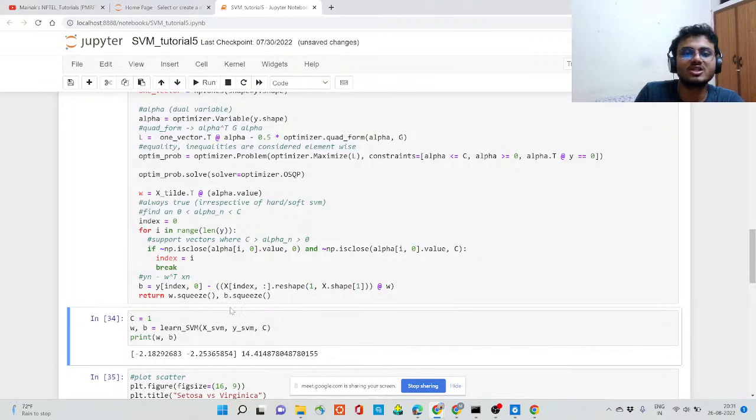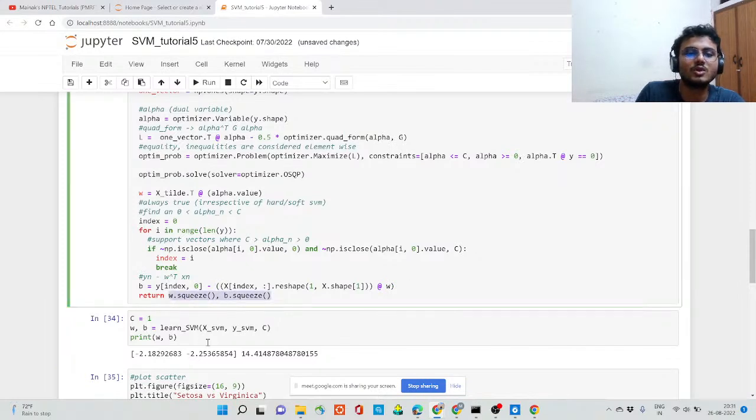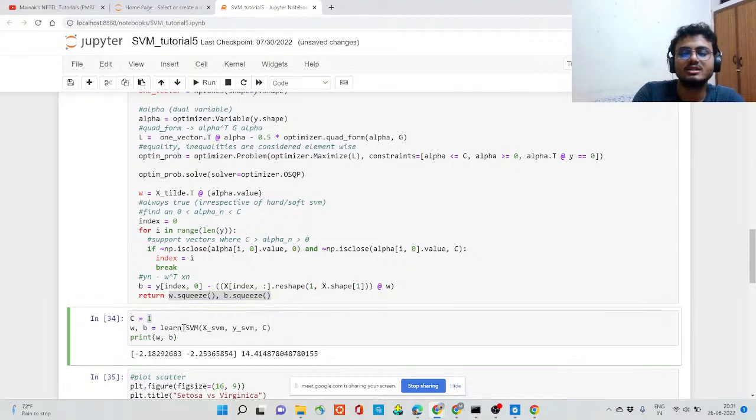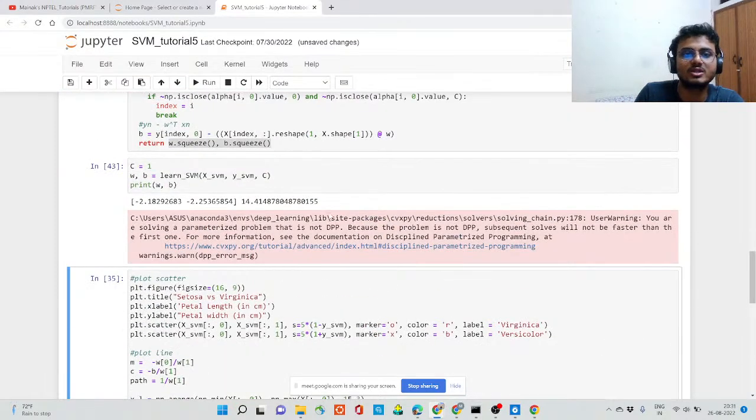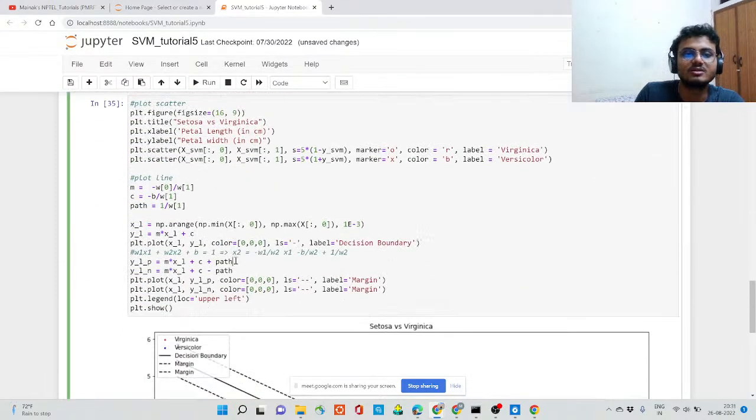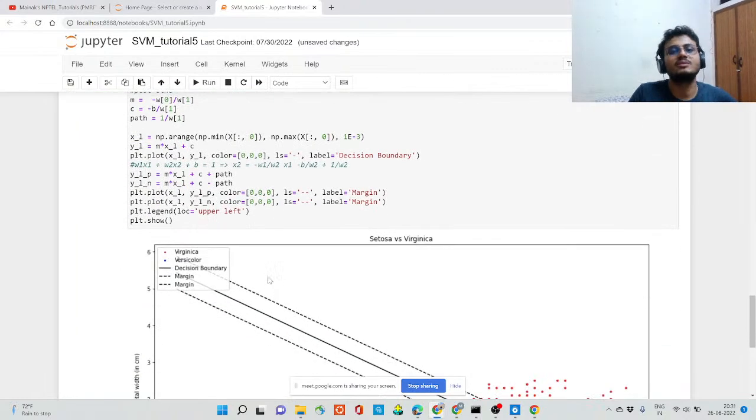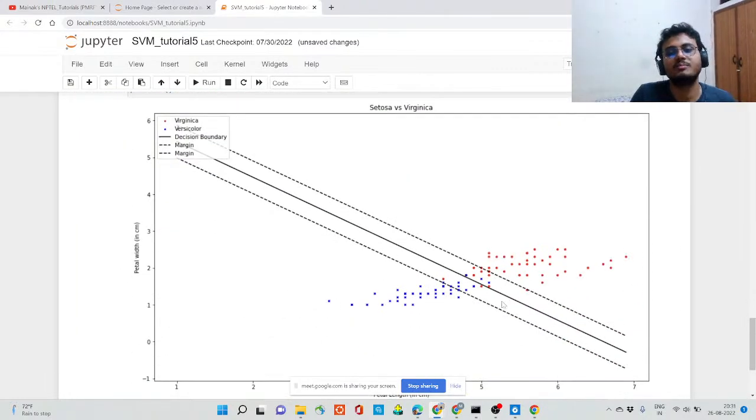So this is the SVM function. This will return w and b. I have set a regularization term of 1. So see, it has learned so fast. I'll show you, I'll display this. Just see now. So these are the margins.